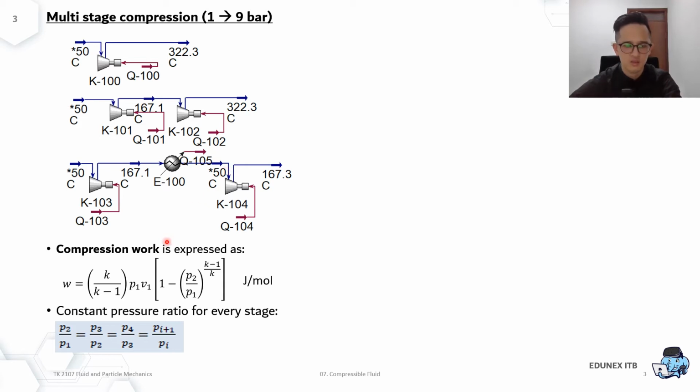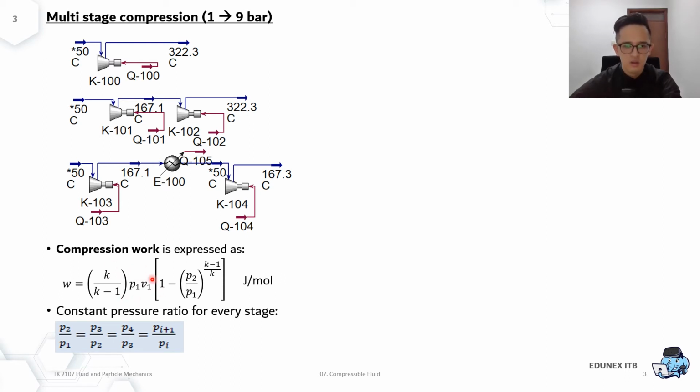We can try to understand using this equation. So the compression work for a single stage compressor is expressed as K over K minus 1 times P1 V1, and then that's the pressure ratio part. So what is the function of the compressor work? It is a function of K, the polytropic efficiency, P1, inlet pressure, V1, inlet volume.